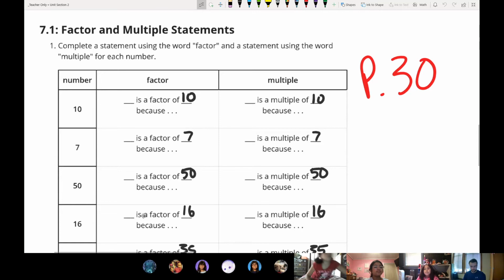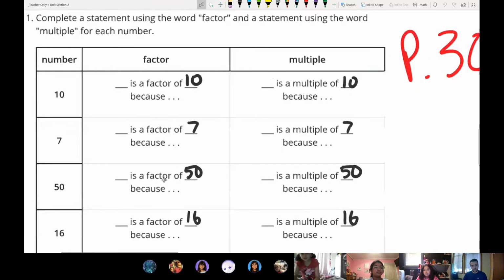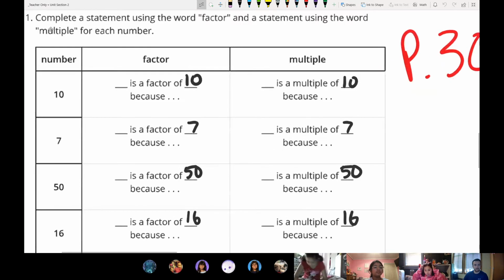So I'm going to do the first one for you guys, or I guess along with you guys. We're completing these statements. It says complete a statement using the word factor and a statement using the word multiple for each number. So here's the number here. We're working with 10 in the first row. And so we need to figure out what is a factor of 10, and then we need to show the multiplication equation that equals 10.